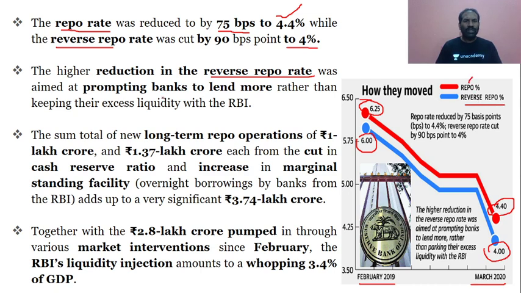That is to make sure that banks will have more money, so that banks can lend more to the people or to the market wherein there is need of excess liquidity. That means the reverse repo rate is aimed at prompting banks to lend more rather than keeping their excess liquidity with the RBI. Whatever the reverse repo rate has been reduced from 6 to 4 percent, the need of the hour for the banks is that they have to pass on the liquidity into the market.